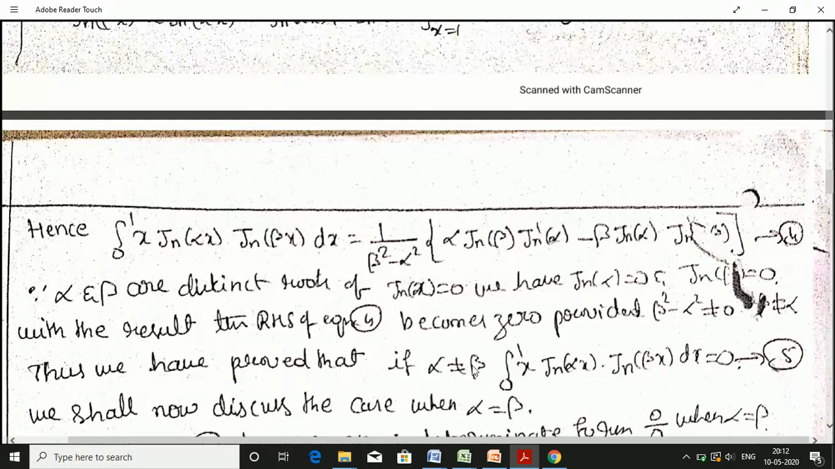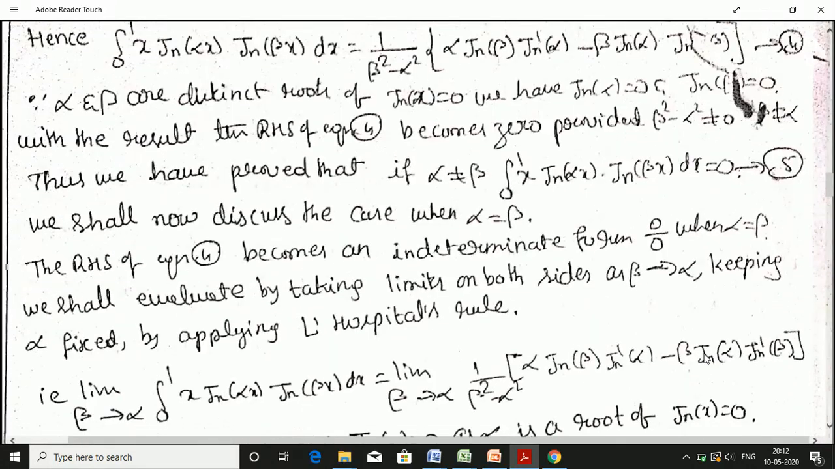Hence, we proved that if α is not equal to β, the integral from 0 to 1 of x·Jn(αx)·Jn(βx) dx is equal to 0. Up to this only, in the examination they are asking. Now, I'll show the other part.